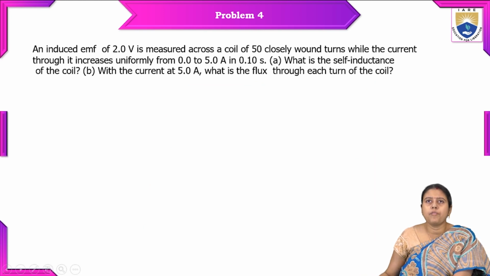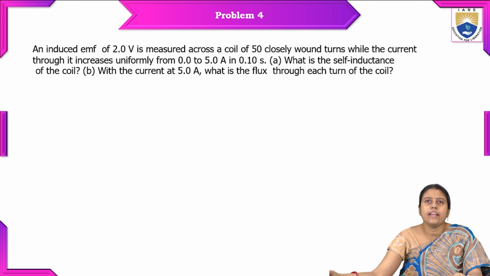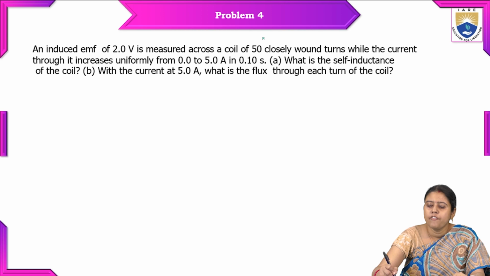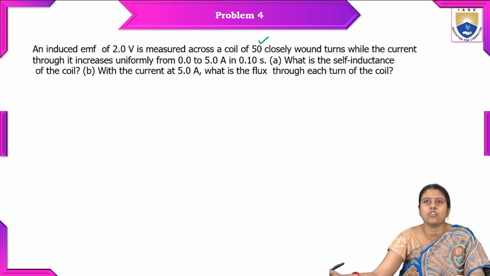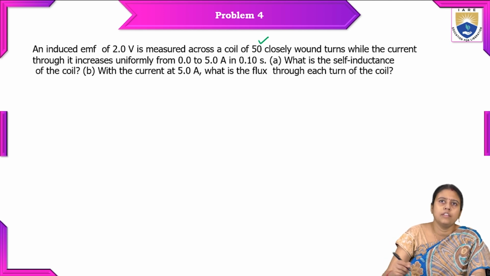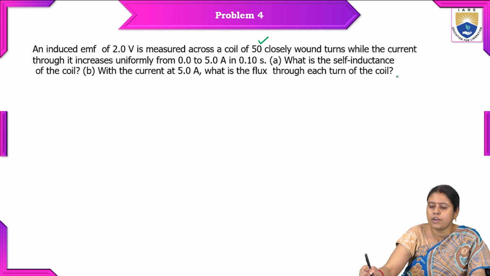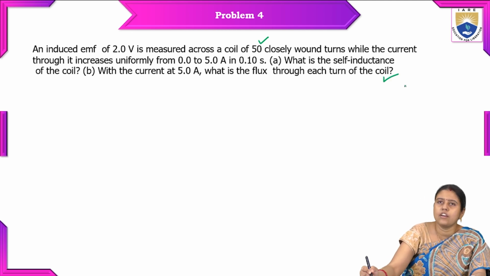So we are moving to our problem number 4. An induced EMF of 2 volt is measured across a coil of 50 closely wound turns, while the current through it is increased uniformly from 0 to 5 ampere in 0.1 second. What is the value of the self inductance of the coil? With the current at 5 ampere, what will be the flux through each turn of the coil?